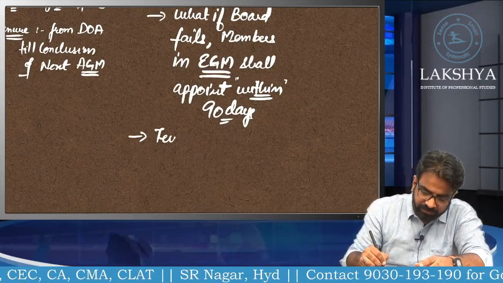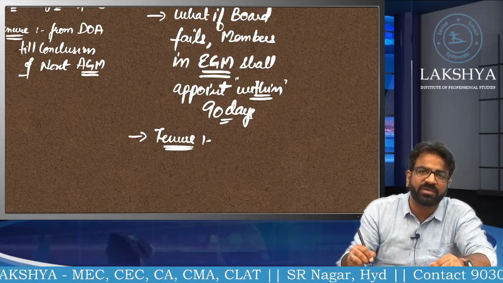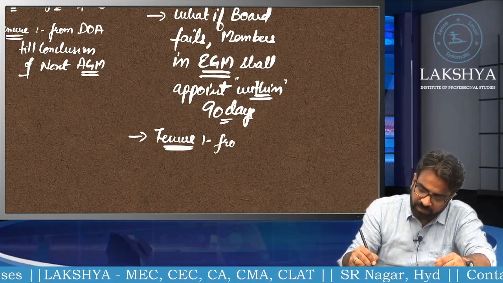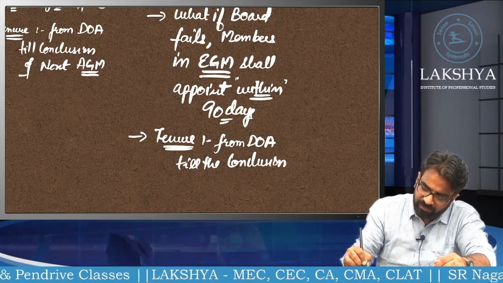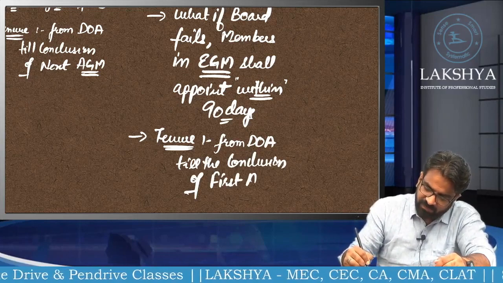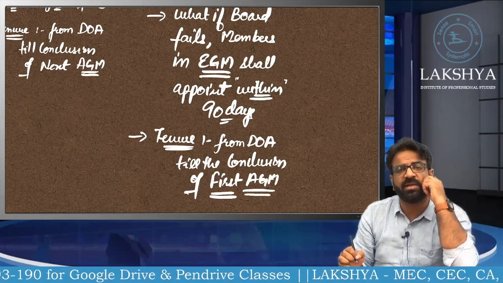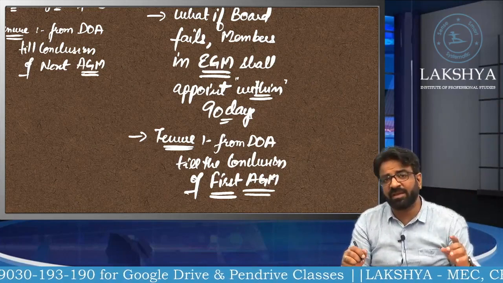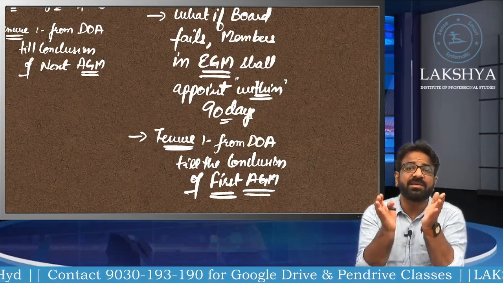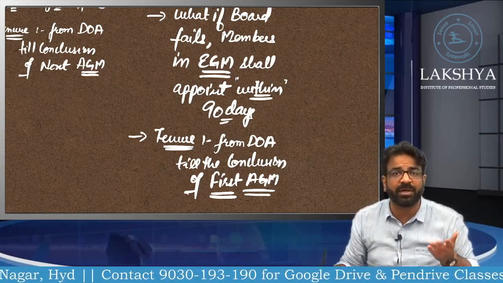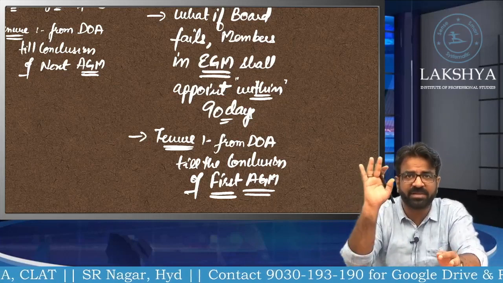What will be his tenure? The same tenure as the first auditor of a government company. What was the tenure of a government company's first auditor? From the date of appointment till the conclusion of the first AGM. So this person also is going to leave the company by the conclusion of the first AGM. Remember one thing: it's not the first AGM, it's the conclusion of the first AGM. When the first AGM is concluded, only then does he have to leave. So from the date of appointment till the conclusion of the first AGM. I hope everyone is crystal clear.